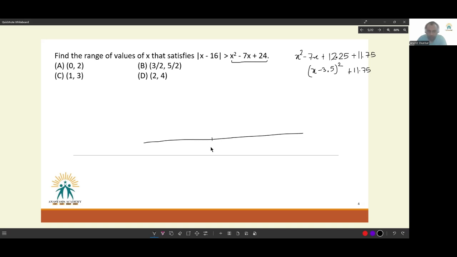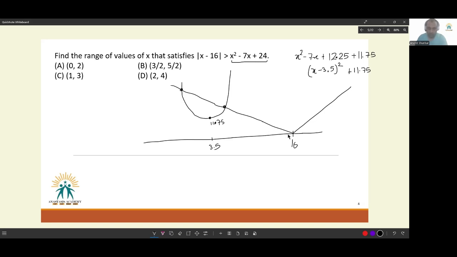So at x equal to 3.5, we're going to have a graph something like this. The value of the function here is going to be 11.75. Now the graph for mod of x minus 16 will have one root at 16. It will have two parts, one going this way at the slope of 1, one going this way at the slope of minus 1. So this is the part, and this is the part where they will meet.